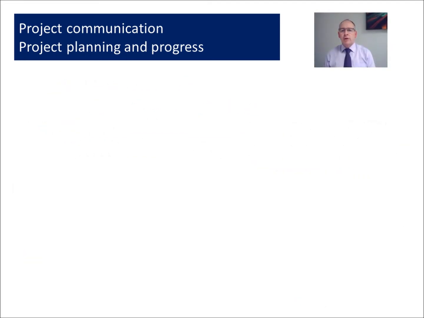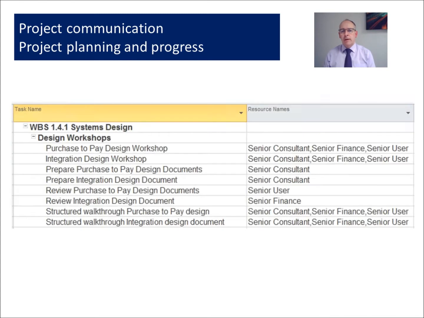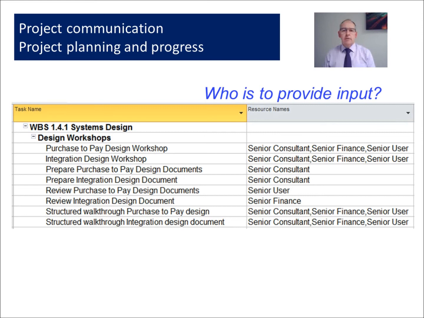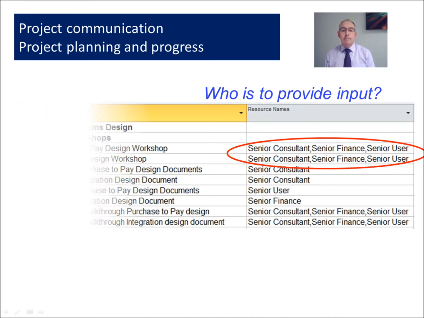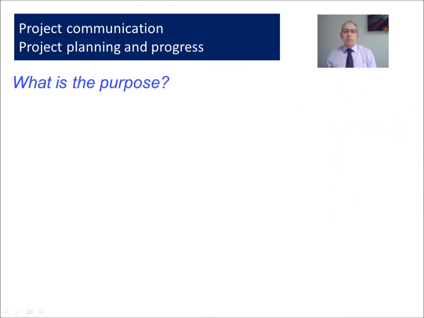Remember, communication is a two-way process. In our project plan, the input that we require to get the update will be from those individuals who are assigned against the activities. And here you will see that I've identified them by role. What is the purpose that we're trying to achieve?